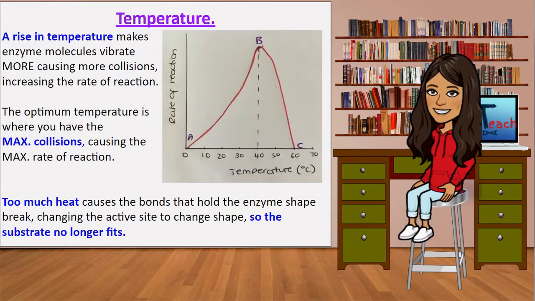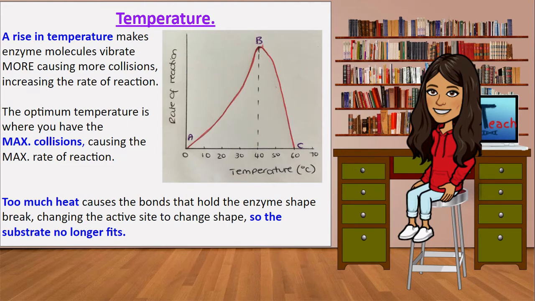The final factor we need to look at is temperature. We already know from GCSE that an increase in temperature generally speeds up reactions. You must make reference to the kinetic energy of the particles. So as the molecules are exposed to higher temperatures, they move around more, and if they move around more, there are more collisions that take place between the enzymes and the substrates. As more collisions take place, there are more chances of enzyme substrate complexes formed, and therefore there is an increase in the rate of reaction.